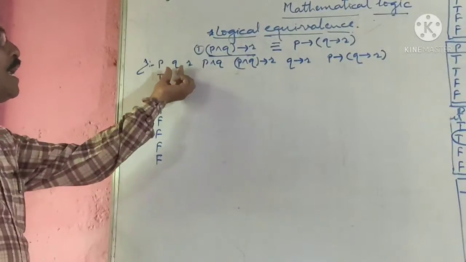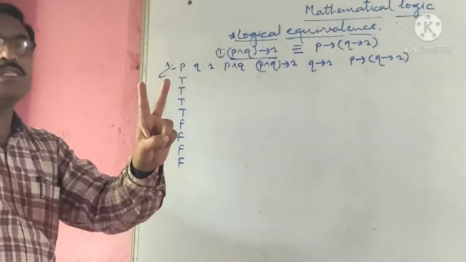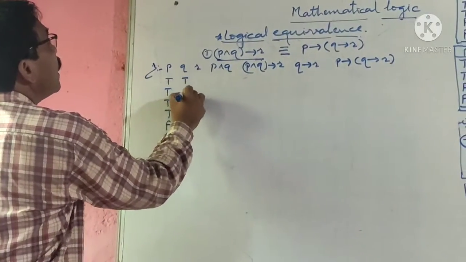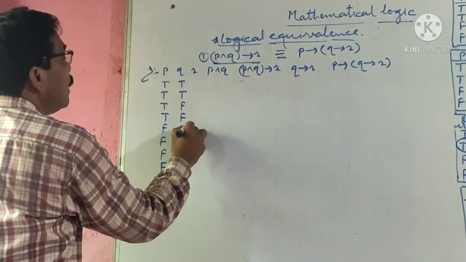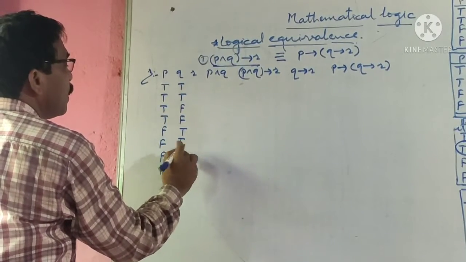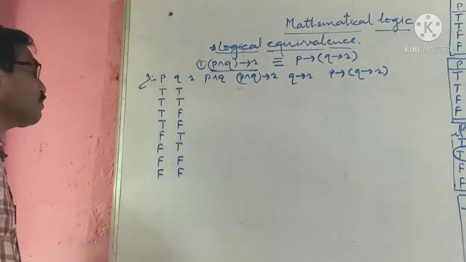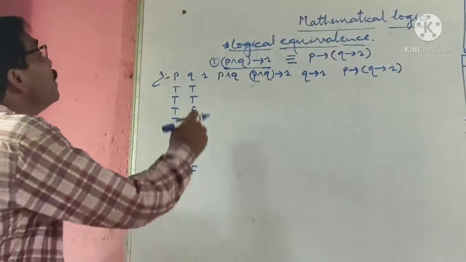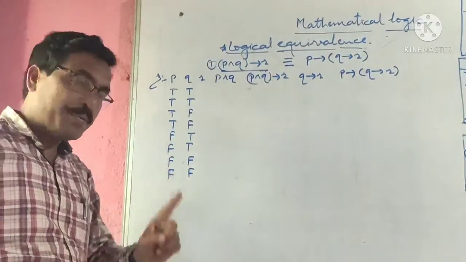Again, we have to write entries of Q. Now entries of Q are 2 T's and 2 F's, that is, T, T, F, F, T, T, F and F. Again, now we have to write entries of R. In the entries of R, there is one T and one F.